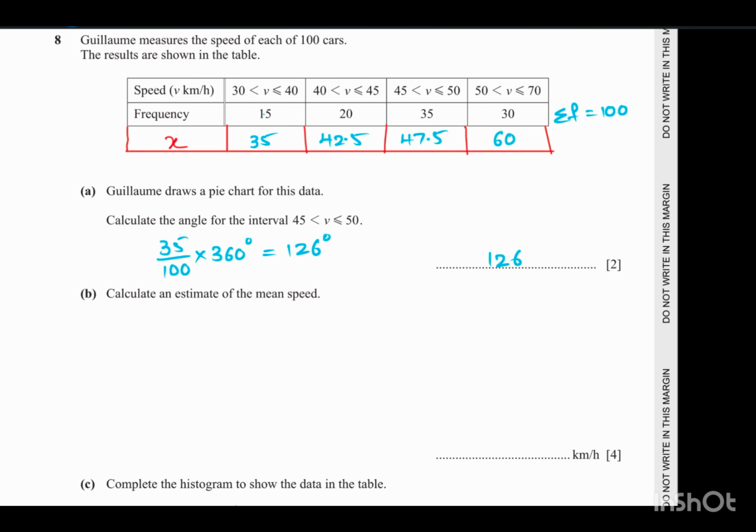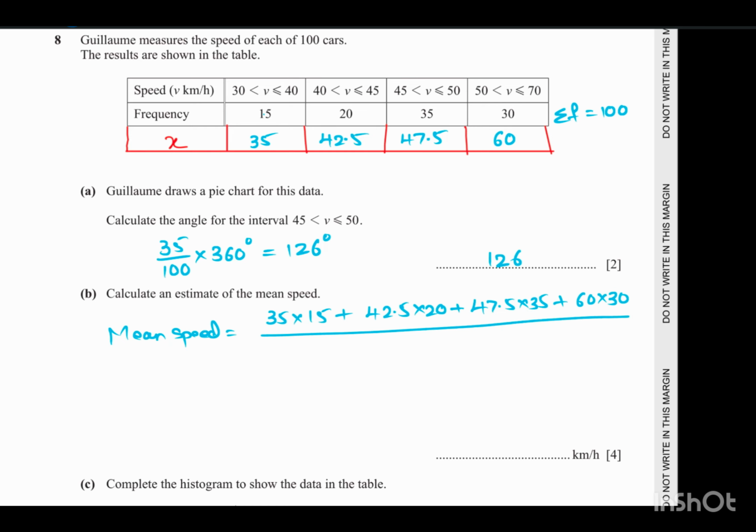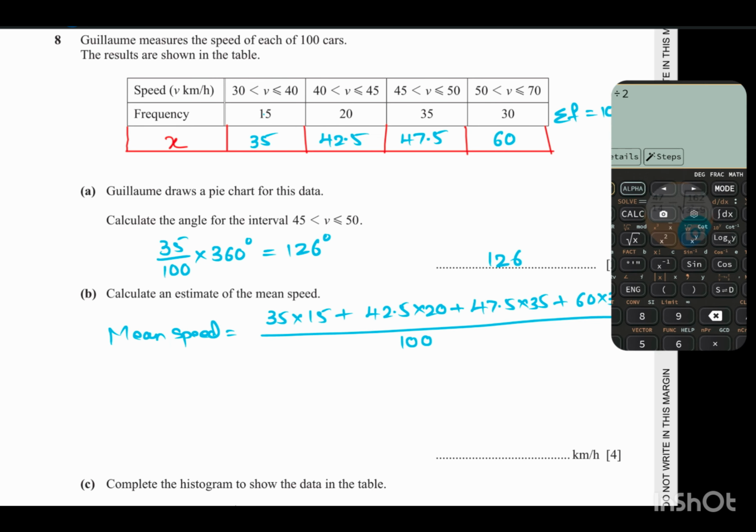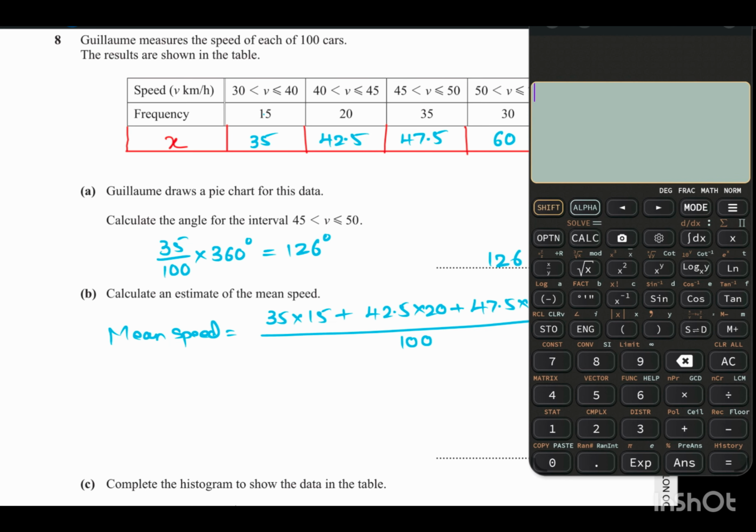Now using the formula for finding the mean, the mean speed will be 35 multiplied by 15 plus 42.5 multiplied by 20 plus 47.5 multiplied by 35 plus 60 into 30, divided by 100. 100 is the total of the frequency. Put this in the calculator, and you'll get the answer.